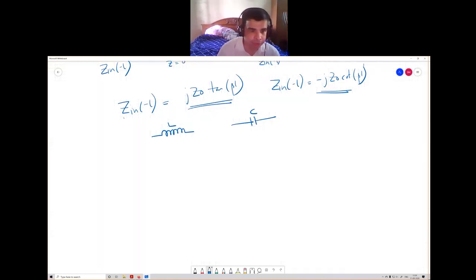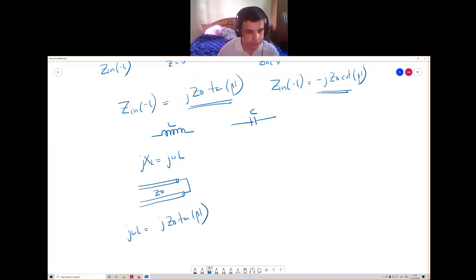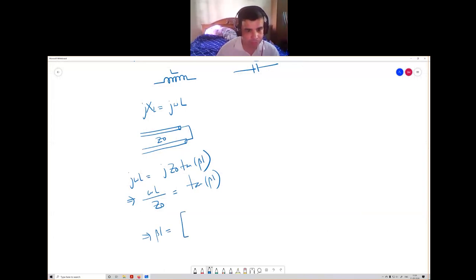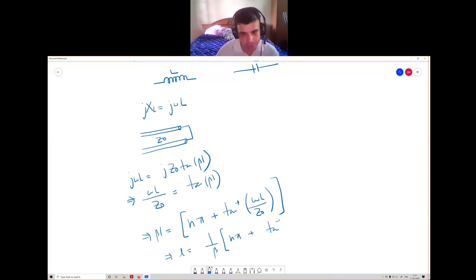The inductive reactance of an inductor is given by XL equal to jXL equal to j omega L. Right? So if we want to represent this inductor by a short circuit line of impedance Z0, then j omega L equal to j Z0 tan beta l. The j's get cancelled. Omega L by Z0 equal to tan of beta l. Then beta l equal to n pi plus tan inverse of omega L by Z0. You get me? Or l equal to 1 by beta, n pi plus tan inverse of omega L by Z0.